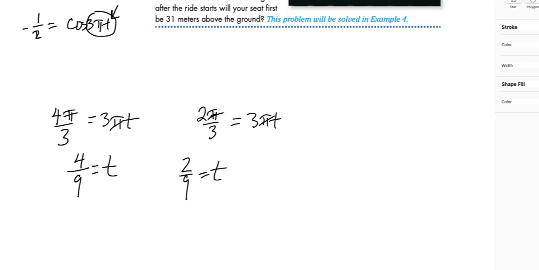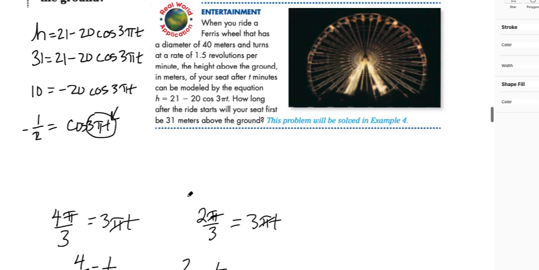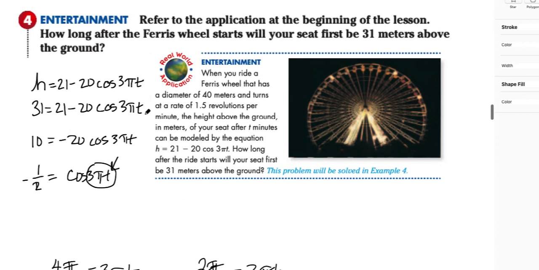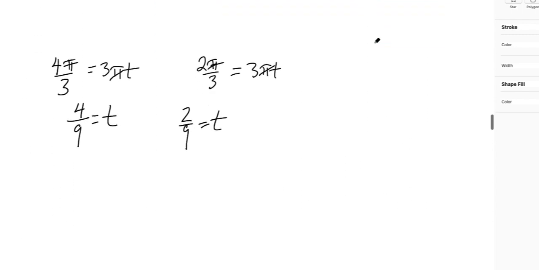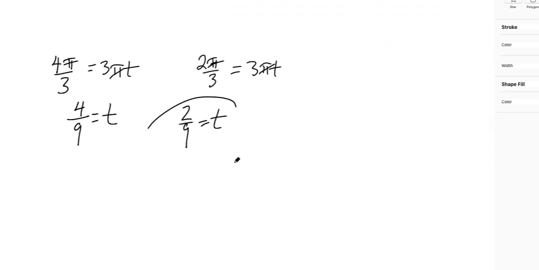Does that make sense? So we've got these two answers, but what we were asked for is to find the time when your seat on the Ferris wheel will first be 31 meters above the ground. And the first, or the earliest, time is 2/9 of a minute. And hopefully that made sense. All right, let's go ahead and look at our last example.